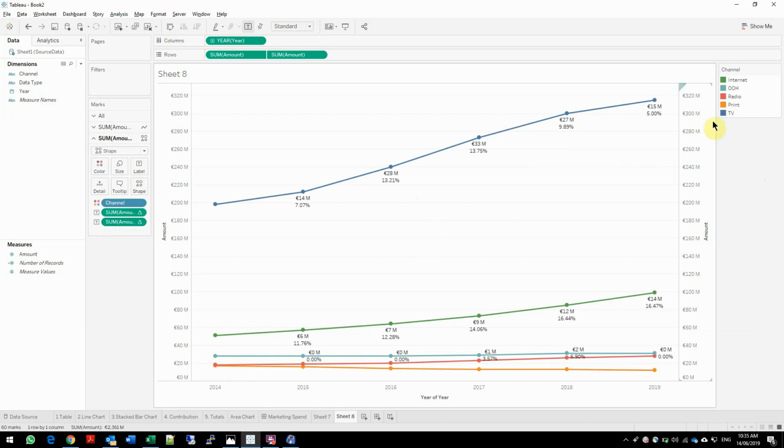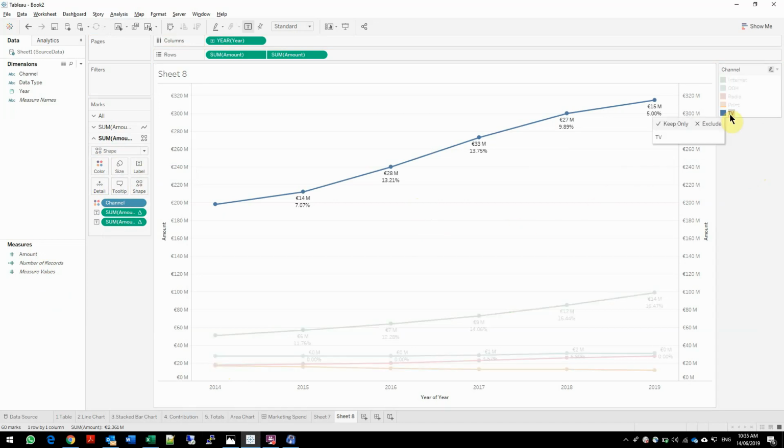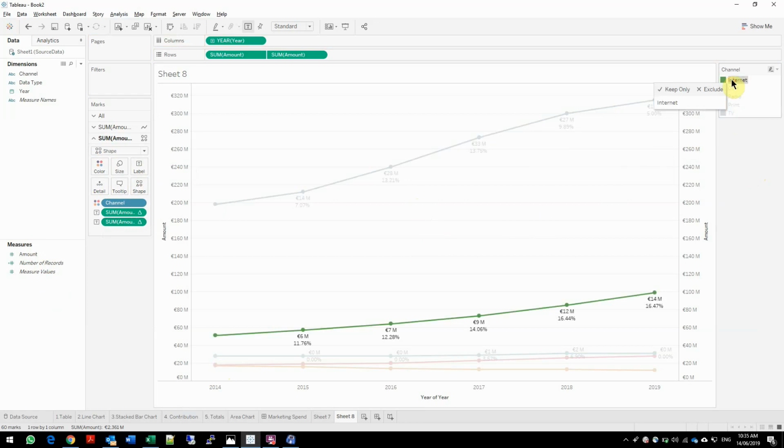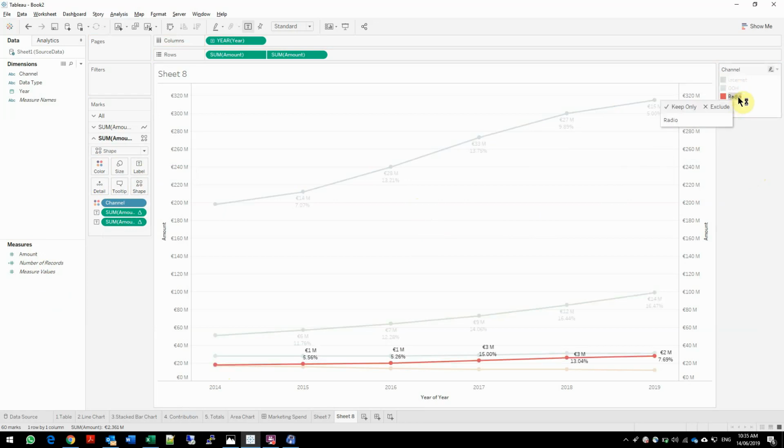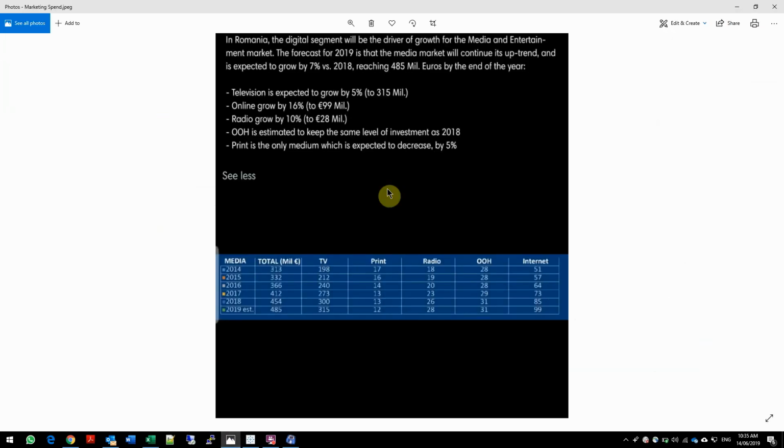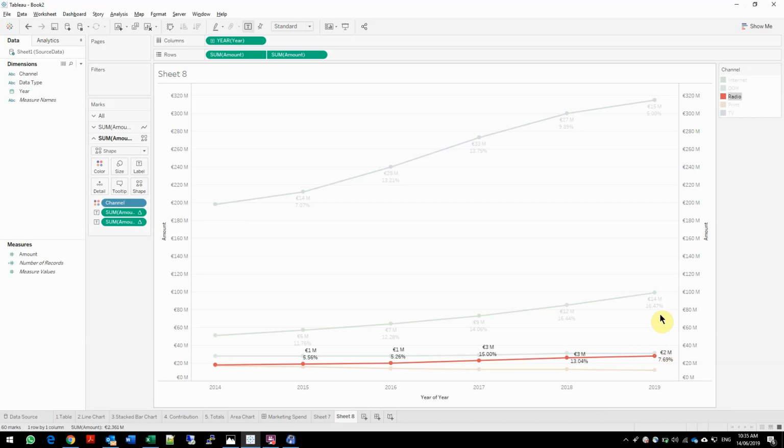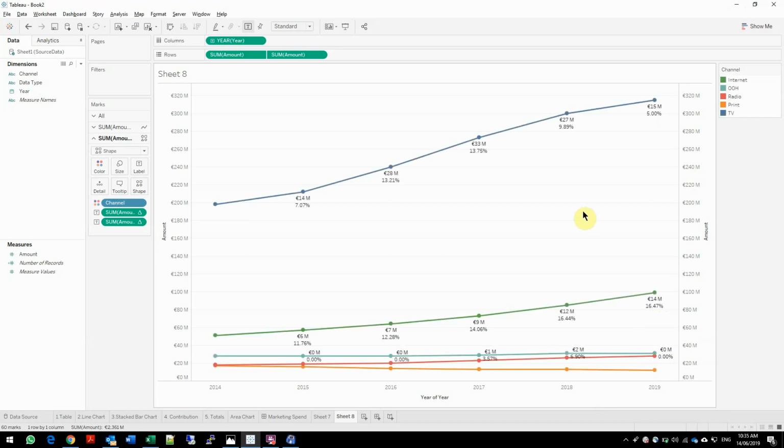So now we see that, for example, TV is expected to increase by 5% during this year, and internet is expecting to increase by 16%, and radio is expected to increase by 7%, which is rather different than the fact that in the analysis it is shown for the radio channel to grow by 10%, which is actually 7.69%.